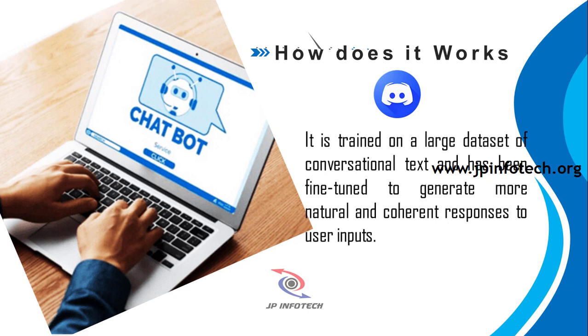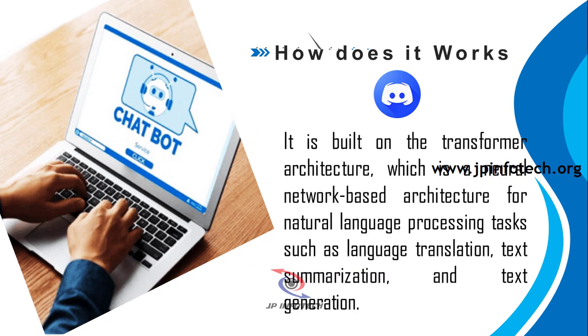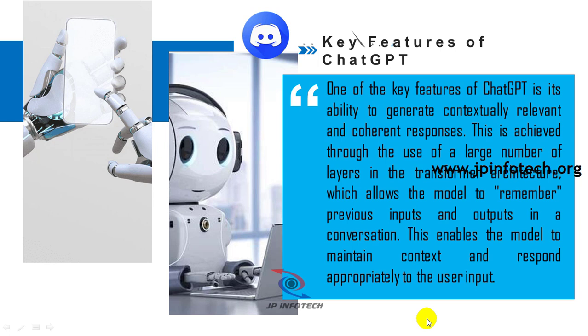We have seen only one application at a time, but in Chat GPT all kinds of data sets, that large data set, are being trained, and not only that, it is made into conversational text and fine-tuned, so it generates natural responses according to the user input. Also, it is built on a transformer architecture. So what is this transformer architecture? It is a neural network based architecture for natural language processing, language translation, text summarization and text generation. So the architecture is the neural network, and the key feature of Chat GPT.